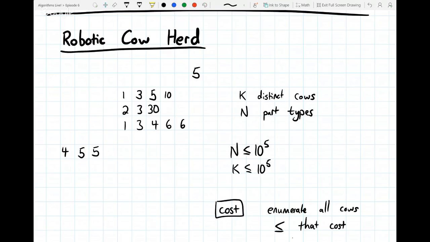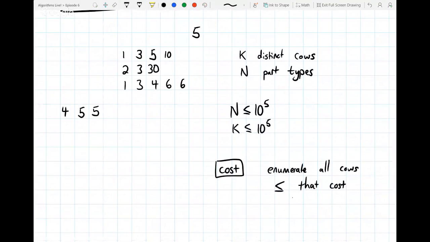Yeah, and so then I'm done. I can't find any way to have any more cows. So if I have a quick way of enumerating all possible cows that are less than or equal to some cost, then I can know very quickly if I have the most expensive cow that I'm using. So that's the baseline idea.